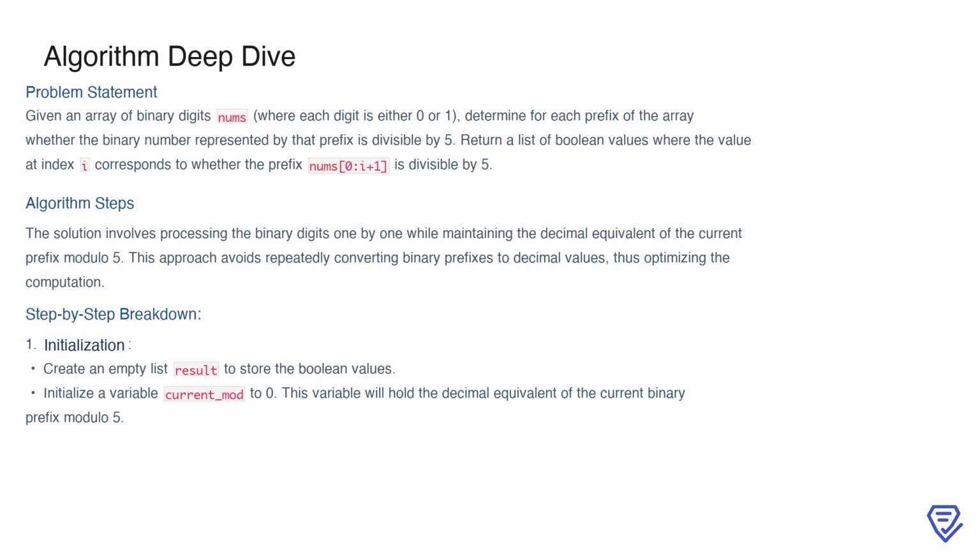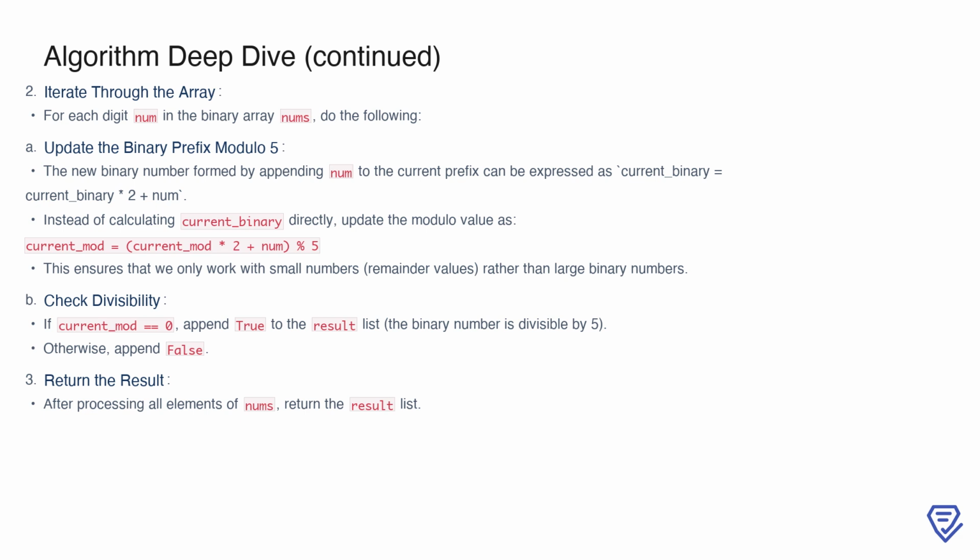The solution starts by initializing an empty list result to store Boolean values and a variable current_mod set to 0, which will hold the modulo 5 result of the current binary prefix as we iterate through the array. Once the initialization is complete, we process each digit in the binary array one by one.